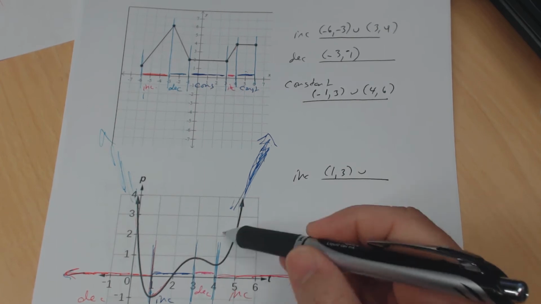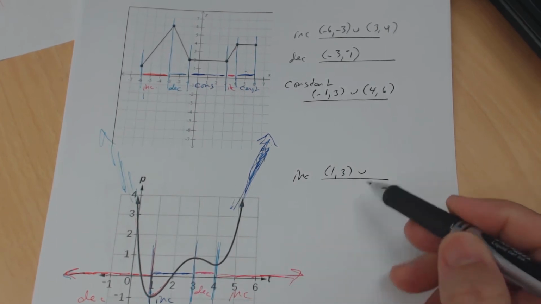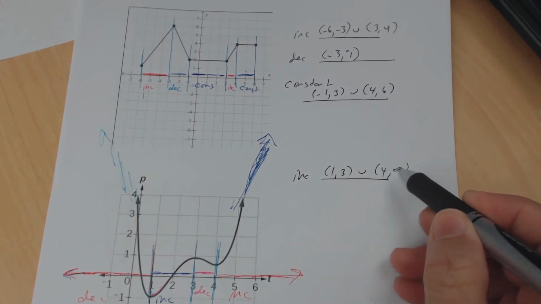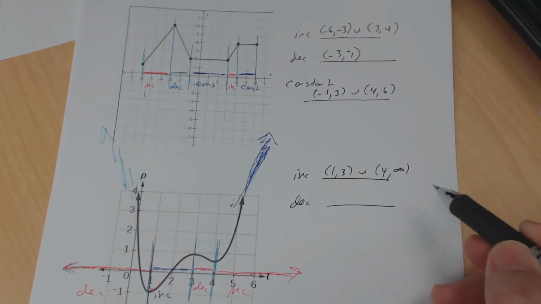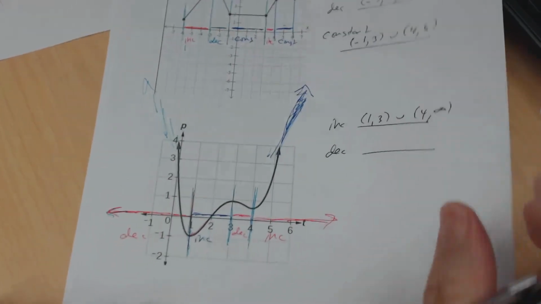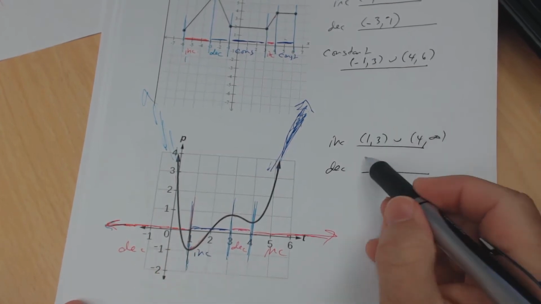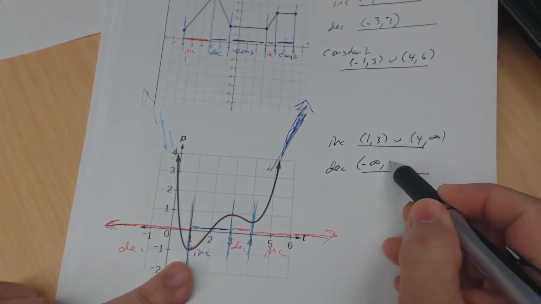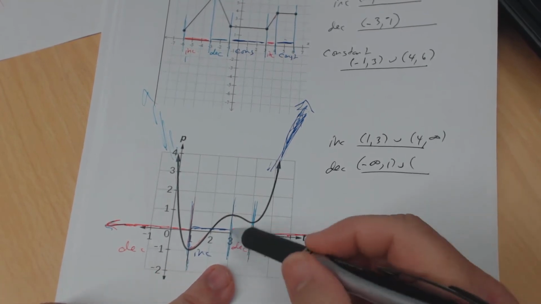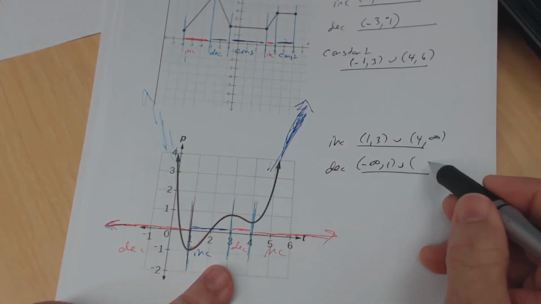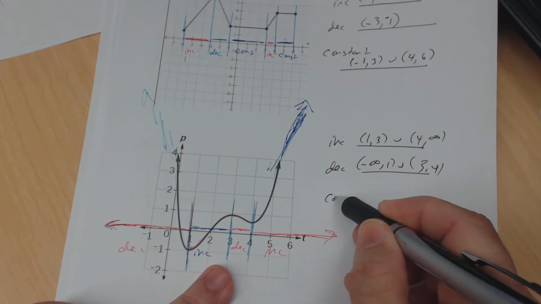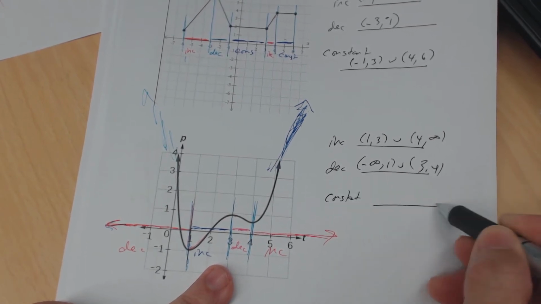Union. And increasing from 4 to infinity. All right. Decreasing. Decreasing in 2 places. From -infinity to this x value. That's 1. Union. And from 3 to 4. Constant. Nowhere.